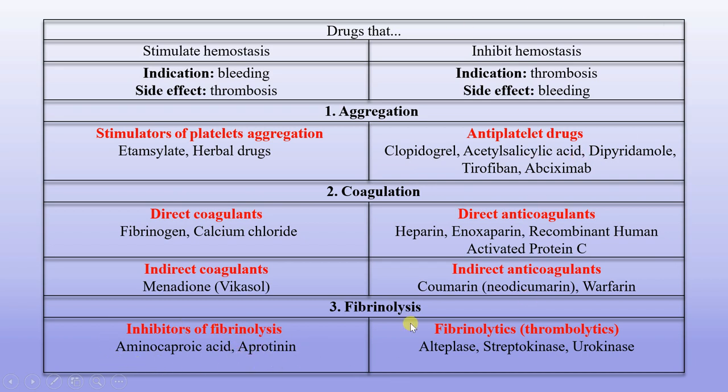Once again, on the right side, you see those drugs which are inhibiting hemostasis. Here, those drugs which are targeting aggregation are antiplatelet drugs, first of all. Here you can see clopidogrel, acetylsalicylic acid, dipyridamole, tirofiban, abciximab. Those which are targeting coagulation, you can see direct anticoagulants, which are heparin, enoxaparin, recombinant human activated protein C, and indirect anticoagulants, for example, coumarin or neodicoumarin, and warfarin. And targeting fibrinolysis, these are fibrinolytics or thrombolytics: alteplase, streptokinase, and urokinase. Today we will discuss all these groups and the main representatives of them in detail.